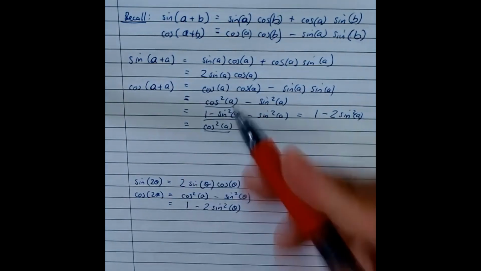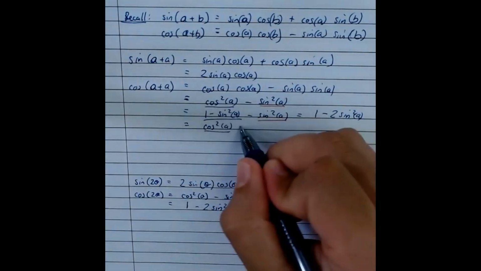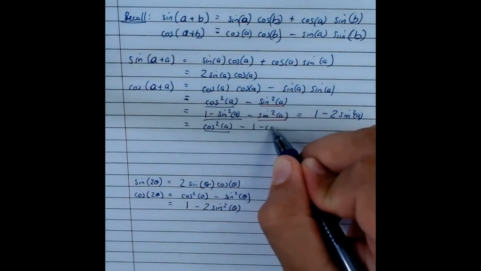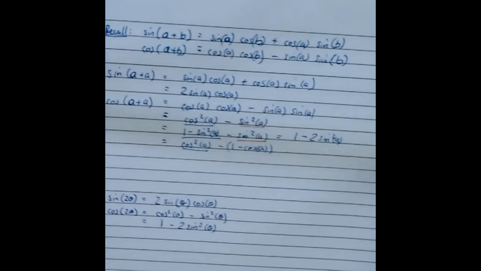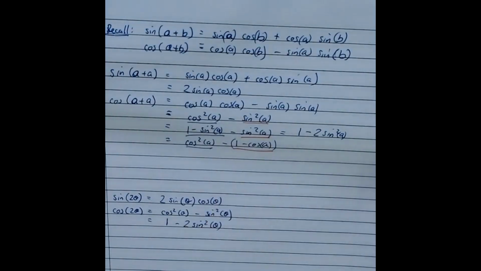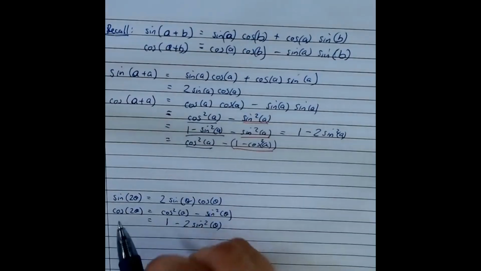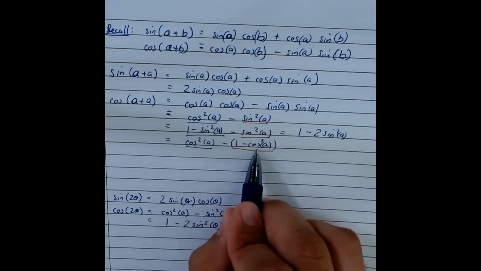And now this one, before it stayed as it was, but now we can go ahead and change it into 1 minus the cosine squared of a, like this. So that one term becomes these two terms by the Pythagorean identity. Note that you can now combine like terms. Cosine squared of a minus a minus, so plus cosine squared of a.